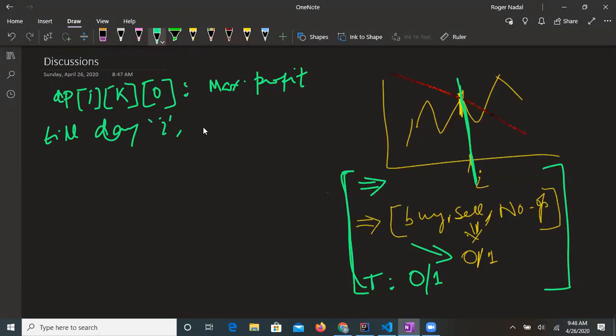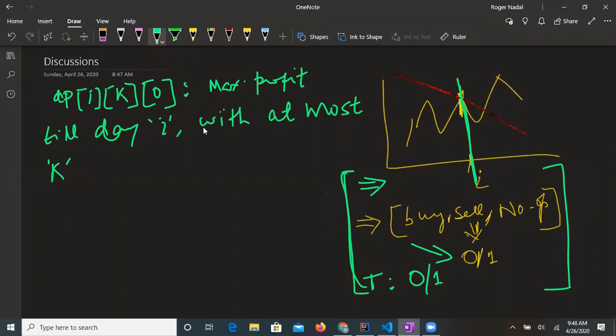Now, what is the significance of K? When we have at most K transactions, this is important, at most, because you may choose not to do any transaction also, with at most K transactions.